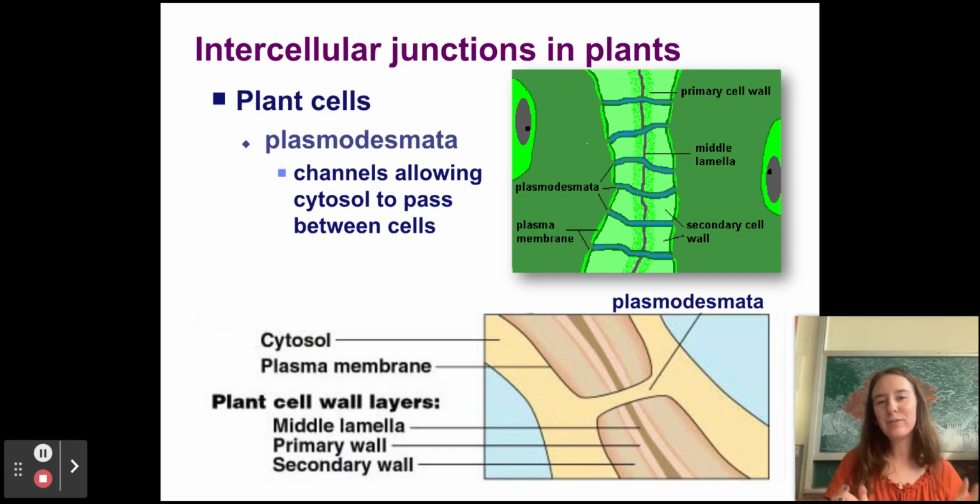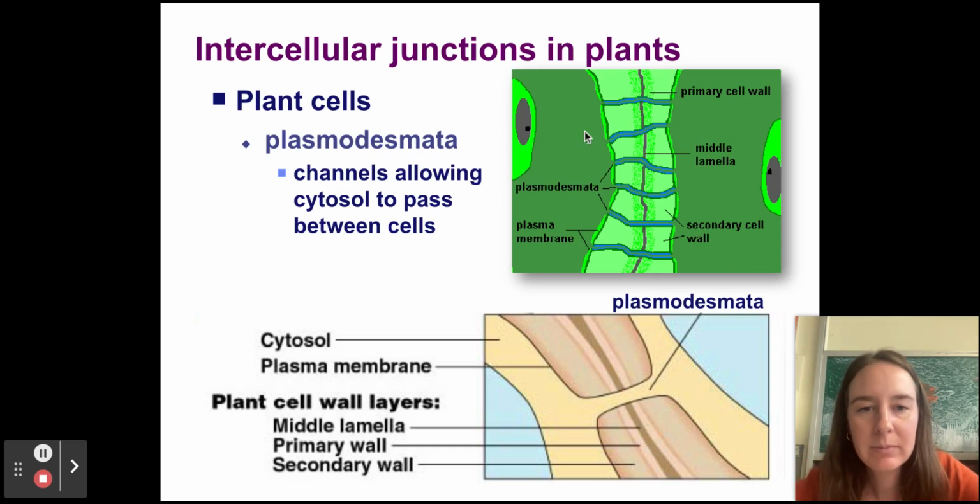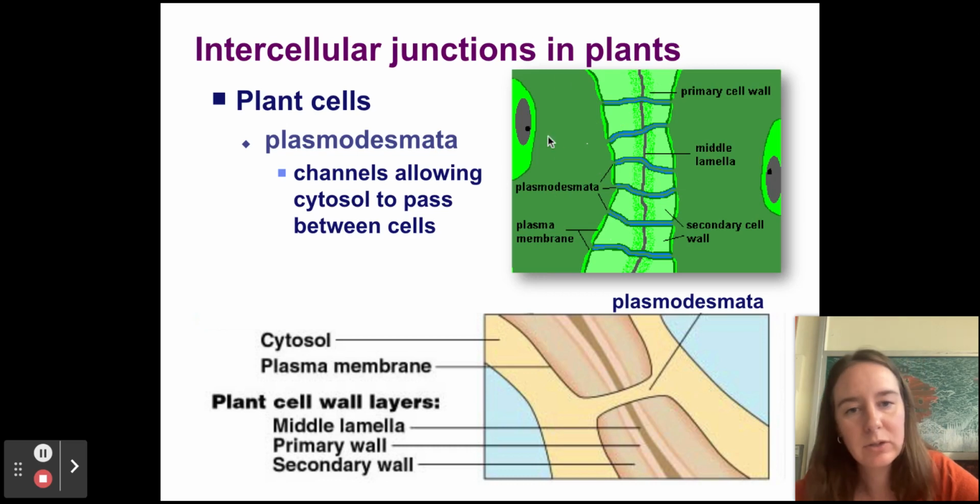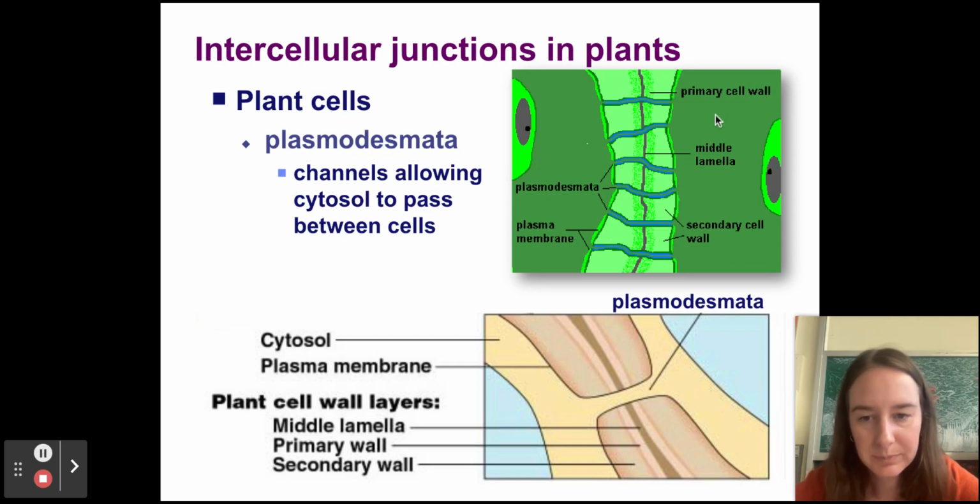Say that to yourself, plasmodesmata. It's kind of a fun word. Basically, plasmodesmata are channels. They're made up of membranes, so it's basically like a tunnel, or a channel between two plant cells, allowing cytosol, remember, cytosol is the fluid inside the cell, to pass between the cells. So whatever's in here, any proteins, any molecules, small particles, small molecules can pass through the channels.